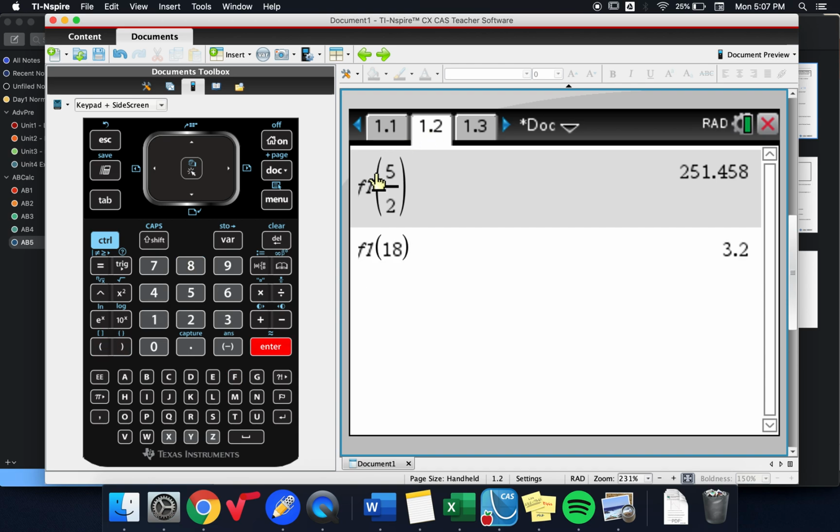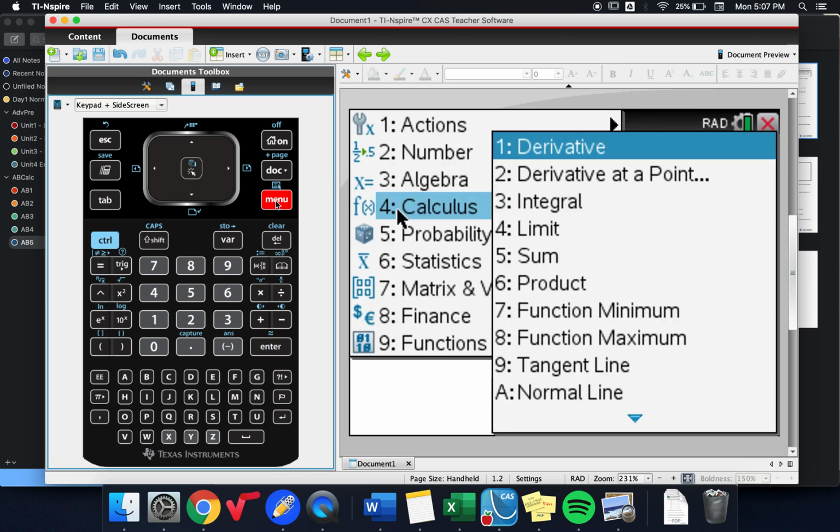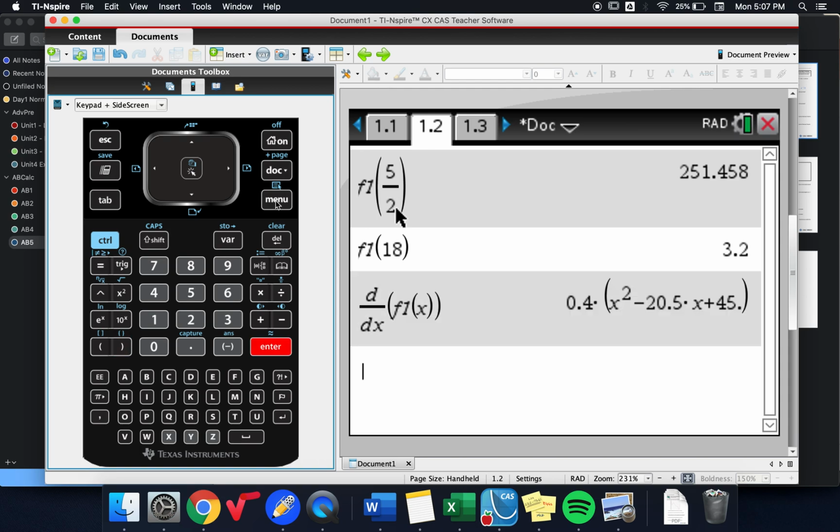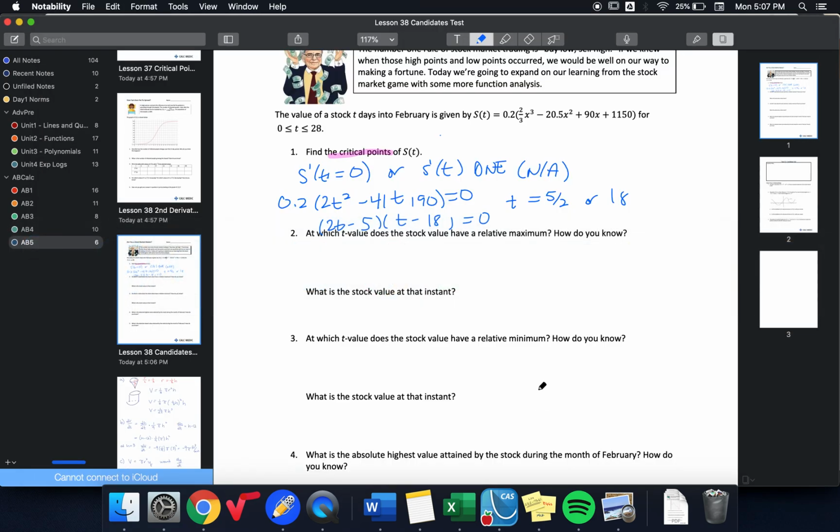And just to show you how we could have found our derivative this way: menu, calculus, derivative. So I'm going to take the derivative with respect to x of f1 of x. And here's my derivative. They did factor out that 2, like I said, we could have done that. Or we have our version, which had the 0.2 times 2t squared minus 41t plus 90 there.